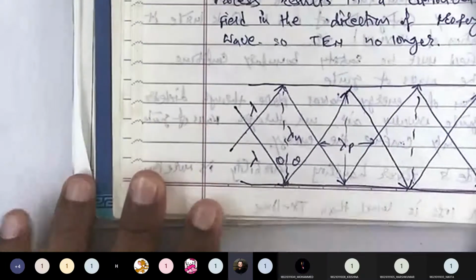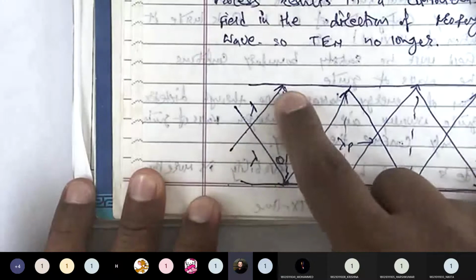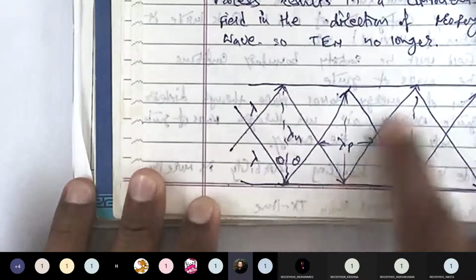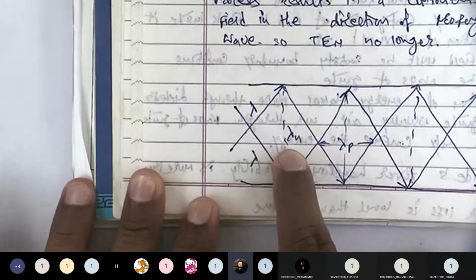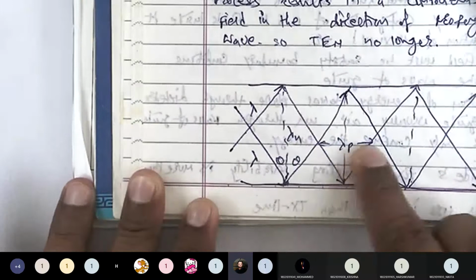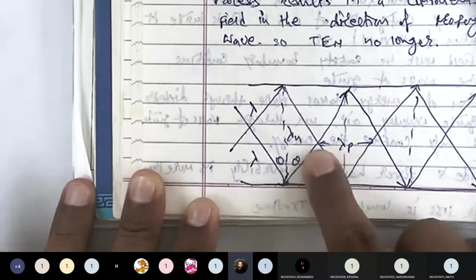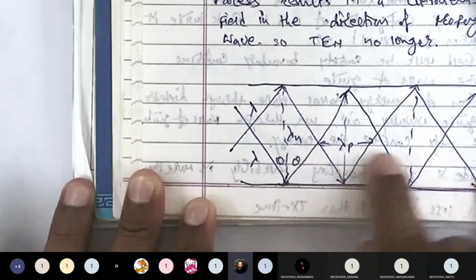Okay. So this way, here you can see that there is a lambda, which is the operating wavelength. But now it will resolve into two components. One is normal to that plane, which is the lambda n, and there is another component, the parallel component, which is the lambda p.